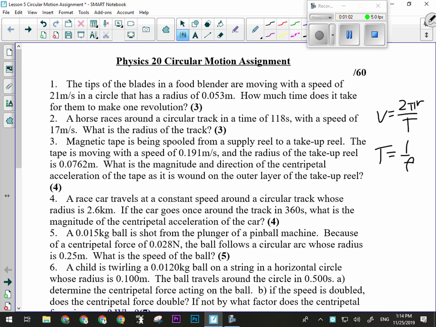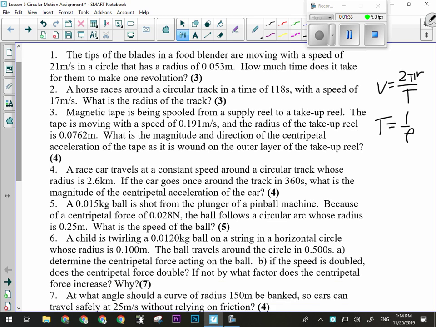This is usually a pretty good opportunity for people to improve their mark in the assignments or classwork category of your mark. People usually do pretty well on this assignment, right? So, question number 1: tips of a fan blade, or tips of the blades in a food blender, are moving at 21 meters per second in a small circle with a radius of 0.053. How much time does it take for them to make one revolution? Okay, so think about what you're solving for, what the time for one revolution is called.